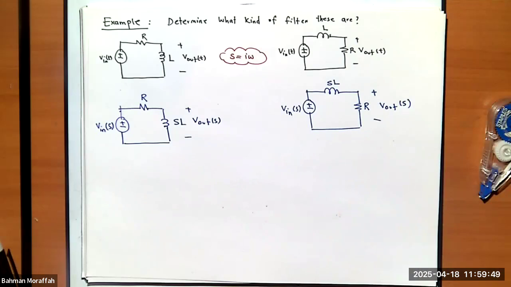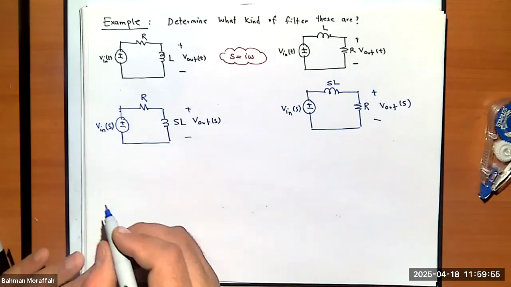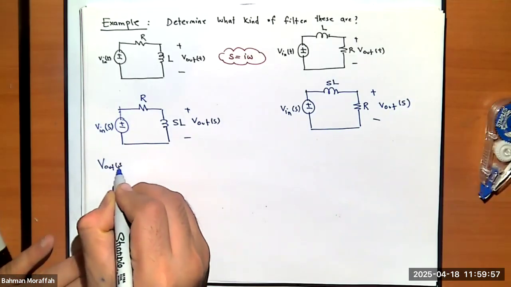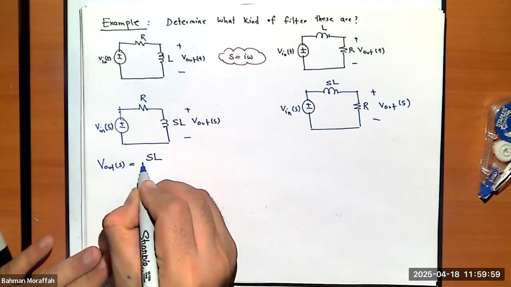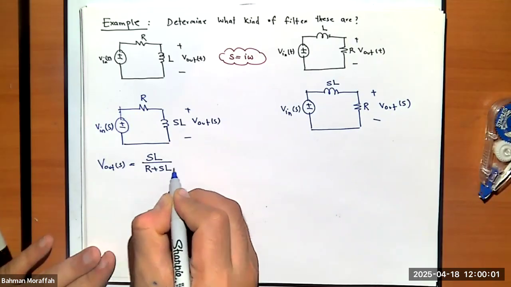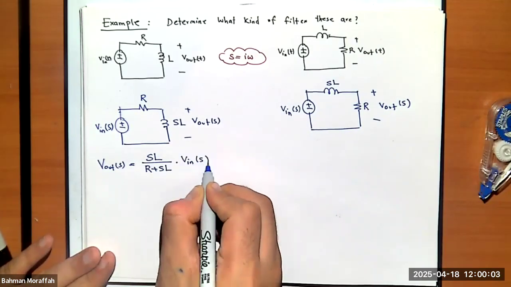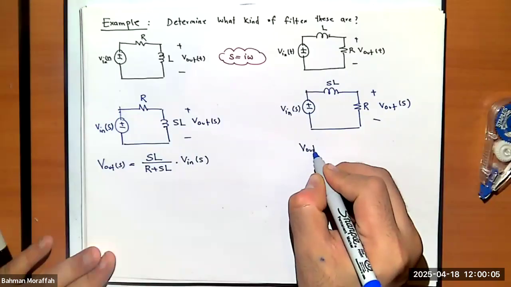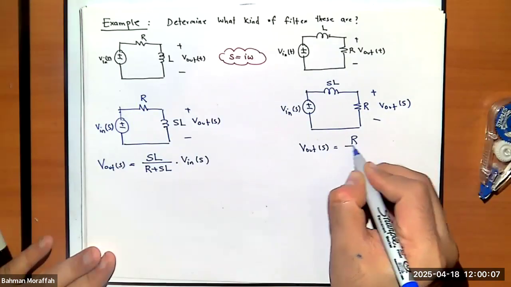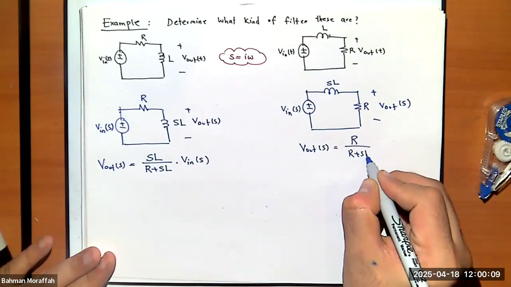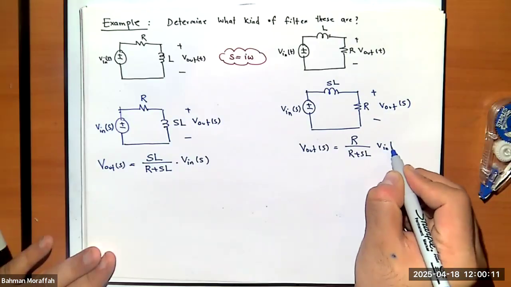So what are these circuits? This is the voltage divider, right? So I can compute V out of S. In this case, it's SL divided by R plus SL times V in of S. In this case, V out of S is R divided by R plus SL times V in of S.